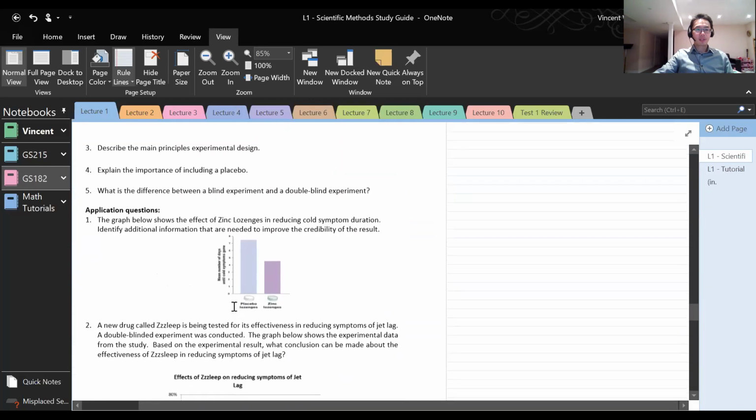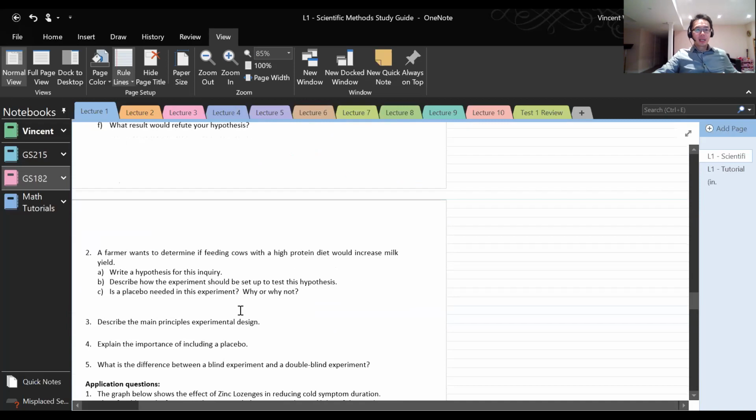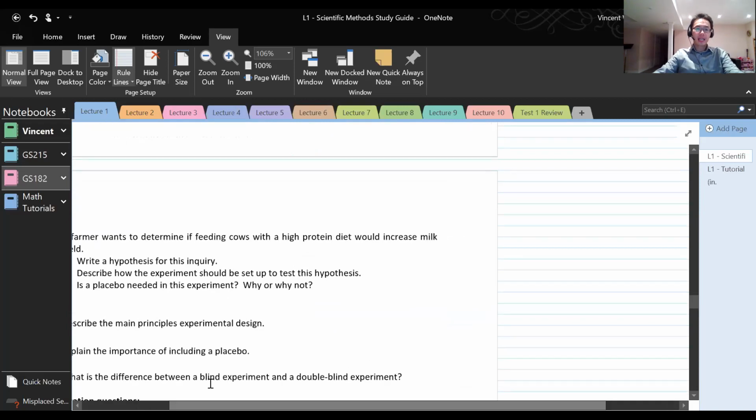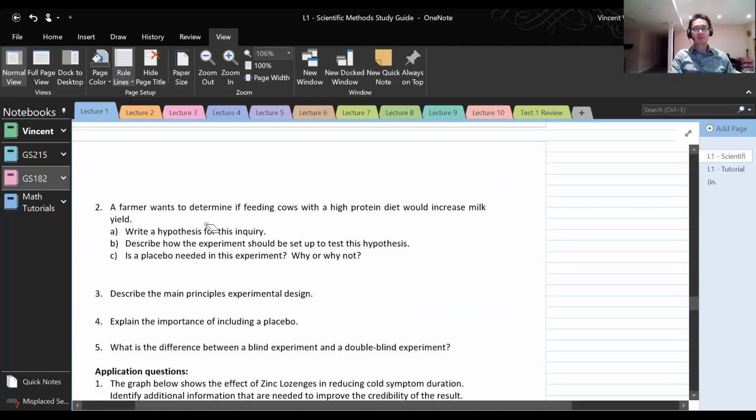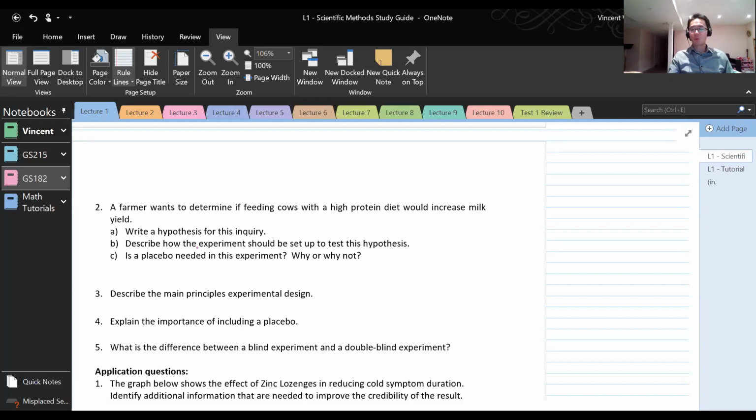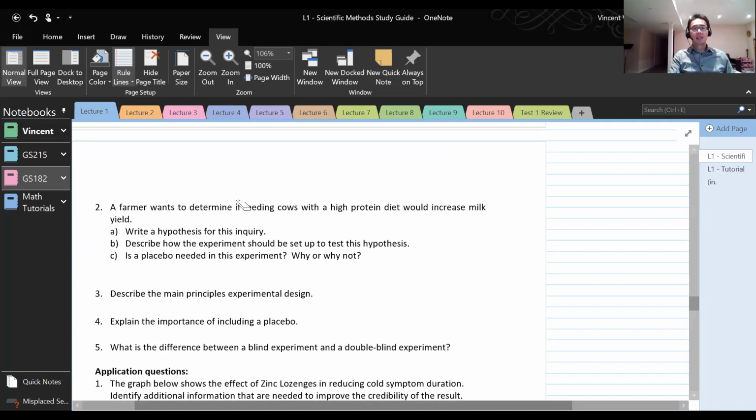Let's go to the cow one. A farmer wants to determine if feeding cows with high protein diet would increase milk yield. Write a hypothesis for this. Okay, so again, you either say high protein diet will increase milk yield or it will not. Okay, you pick one, you stick with it.